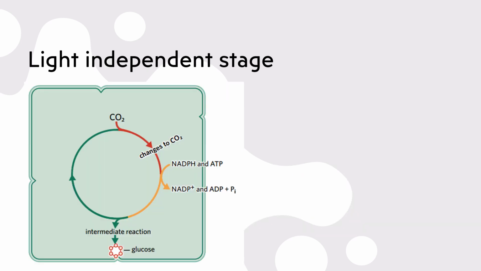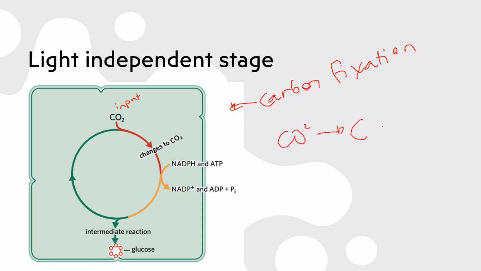So let's have a look at this. Our light independent stage goes through something called carbon fixation, which we're going to learn a bit more about in 5B, okay? But for now, it's just called carbon fixation. So the purpose of this is we've got our carbon dioxide input here. So it's going to go through this carbon fixation process. And the main reason for this process is to change inorganic CO2 into an organic version of carbon that can be used in glucose, okay?